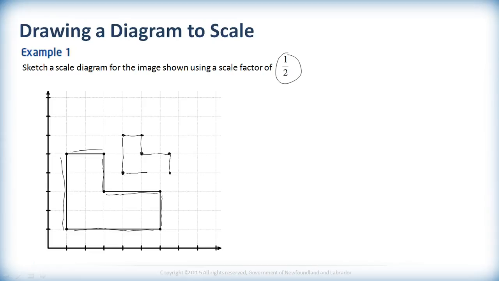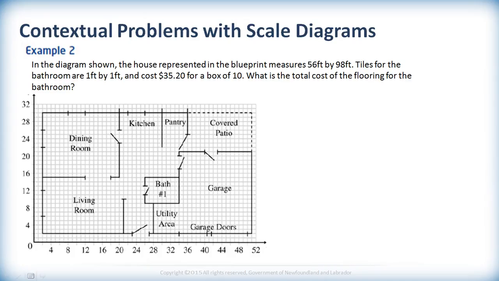Okay, so we connect all those lines and we have our scale diagram using a scale factor of 1/2. Okay, next. In the diagram shown, the house represented in the blueprint measures 56 feet by 98 feet. What is the total cost of the flooring for the bathroom? Tiles for the bathroom are 1 foot by 1 foot and are $35.20 for a box of 10. Okay, total cost of flooring the bathroom.